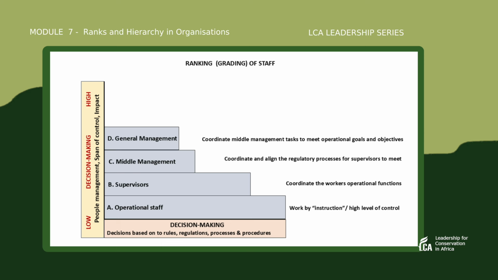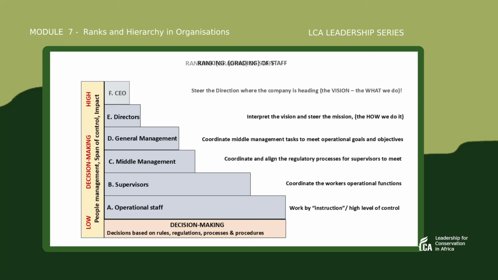So if you look at this, then it makes sense that hierarchy and rank also distinguish between the level of decision-making of people, the impact they have, and other things such as budgets, strategic thinking, and international cooperation. So clearly you have rank in organizations.